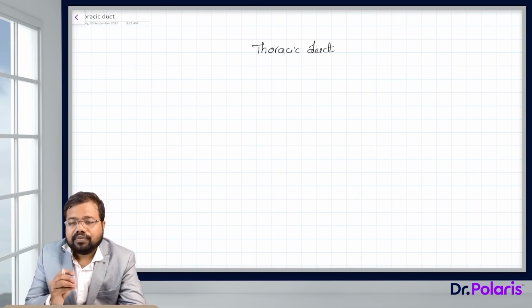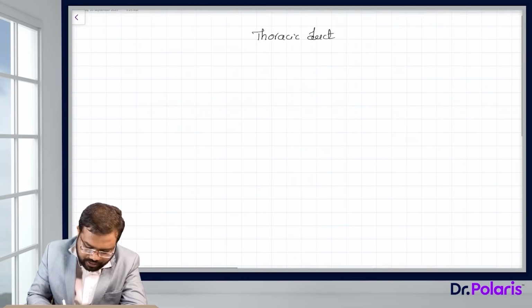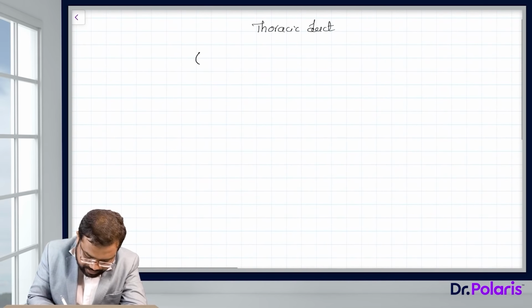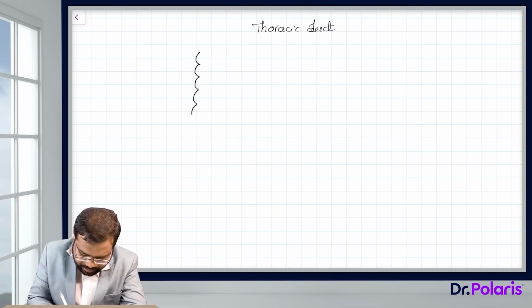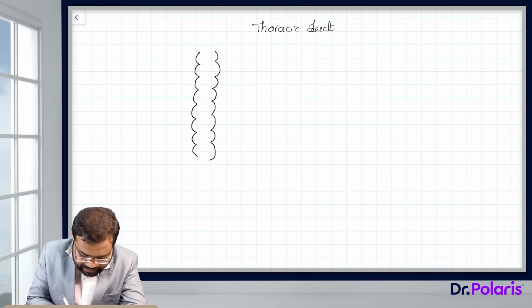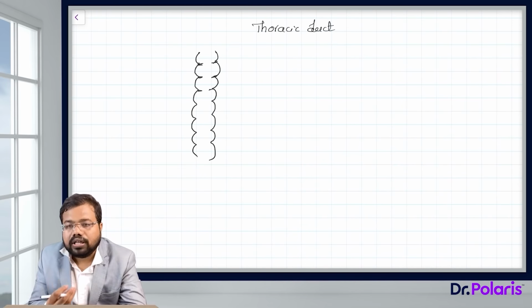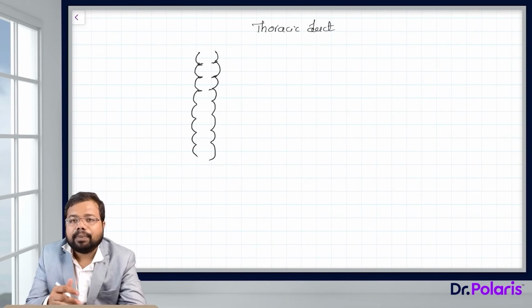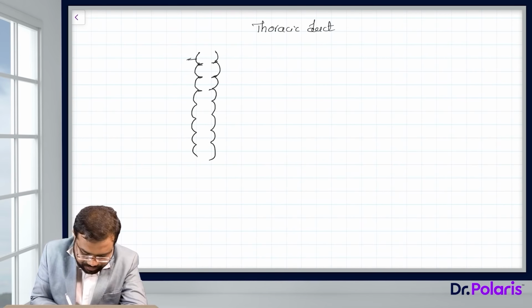First, there are some features of the thoracic duct. The first one is that it has a beaded appearance, as shown in the figure. Why is it a beaded appearance? Because inside these projections, there are valves functioning like walls. As there are multiple valves throughout the length of the thoracic duct, it appears as a beaded structure.